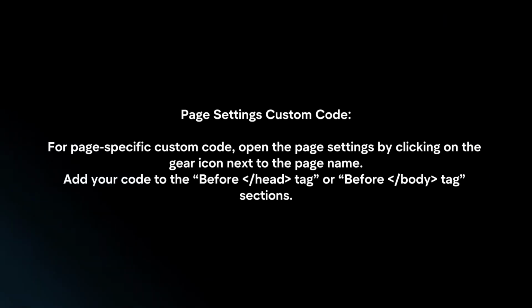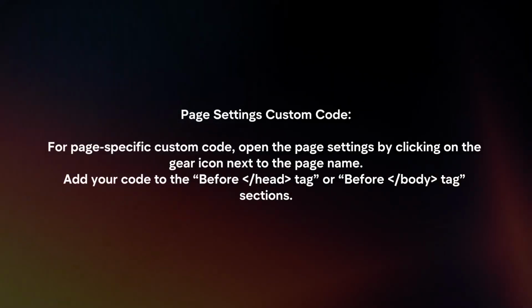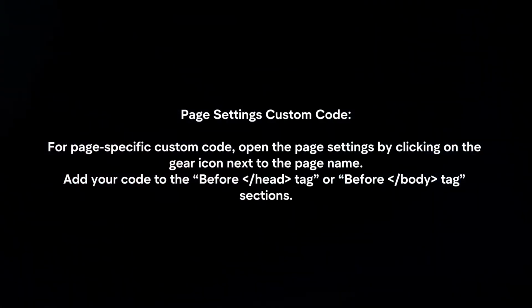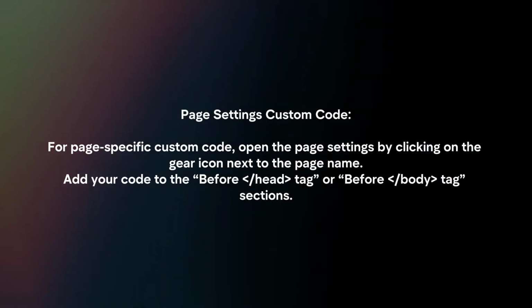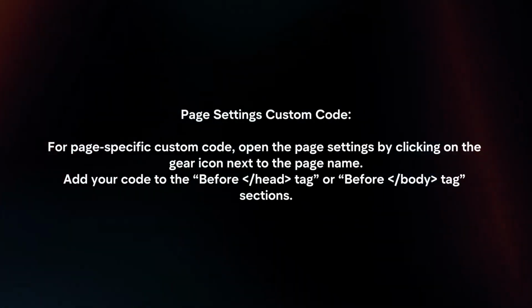Page settings custom code. For page-specific custom code, open the page settings by clicking on the gear icon next to the page name. Add your code to the before head tag or before body tag sections.